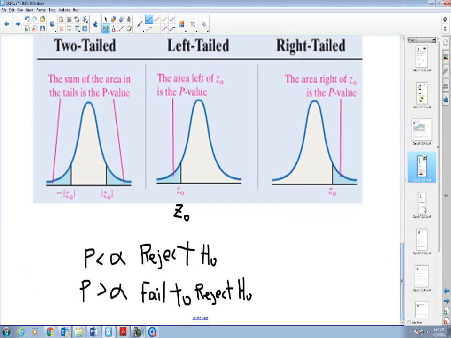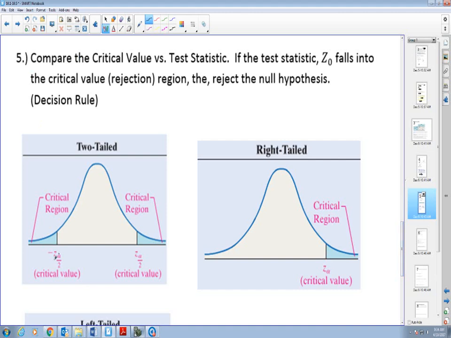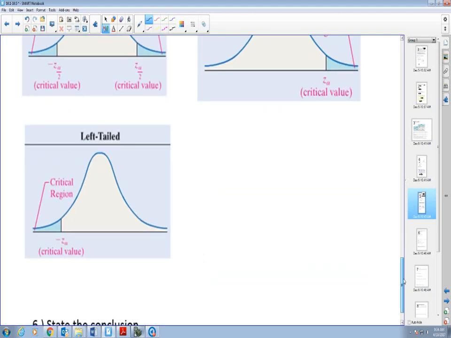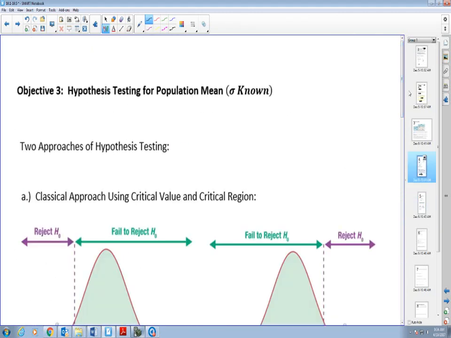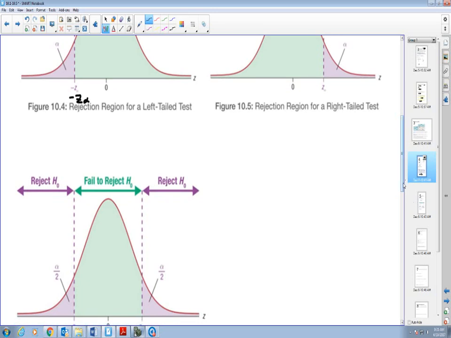So we can find that easily using the table, or you can compute it yourself. Step number 5, we compare the critical value we just found versus the test statistic. If the test statistic z sub null falls into the critical region or rejection region, then we reject. Otherwise, we fail to reject. The two tail, right tail, and left tail pictures are the same as what I showed you earlier. So when do we get started? We're going to follow your basic 5 steps. I will show you how to do this in the calculator as well.